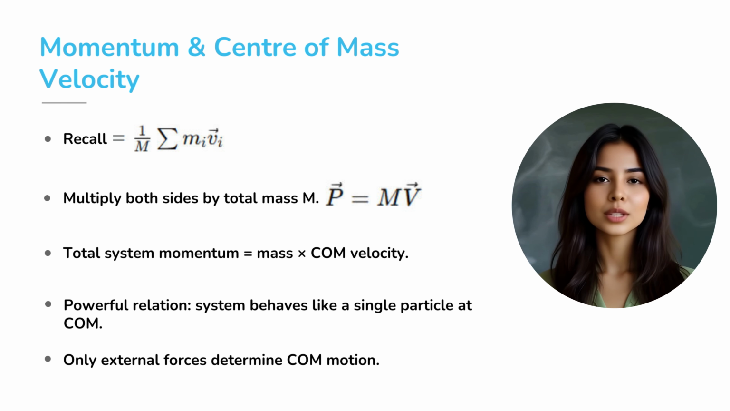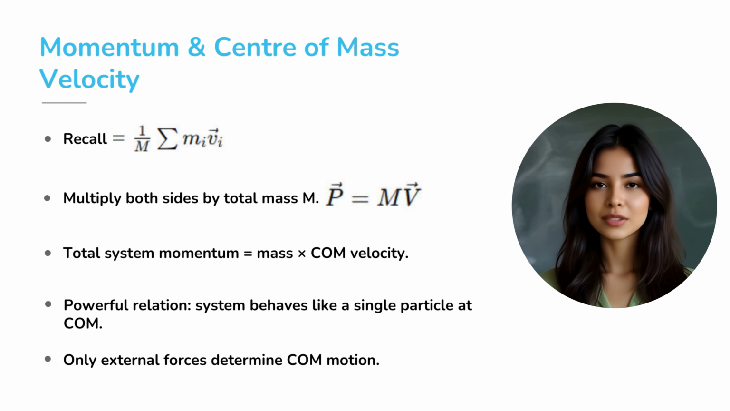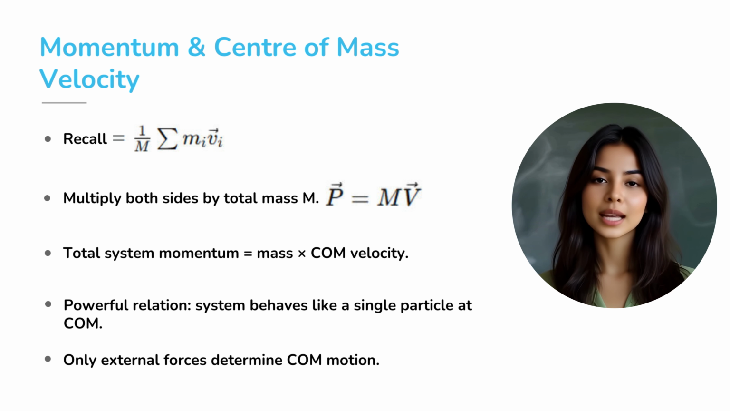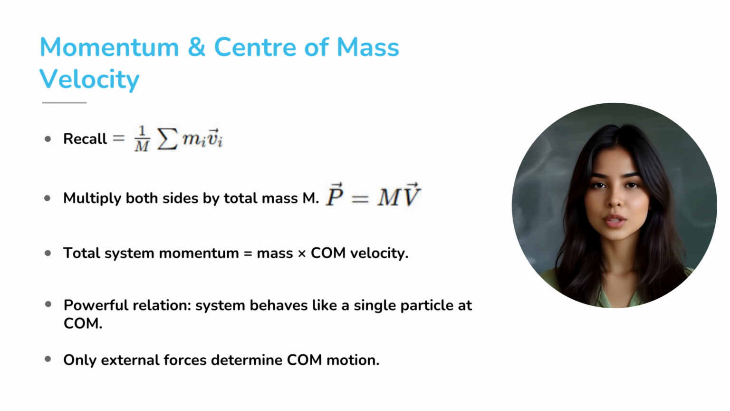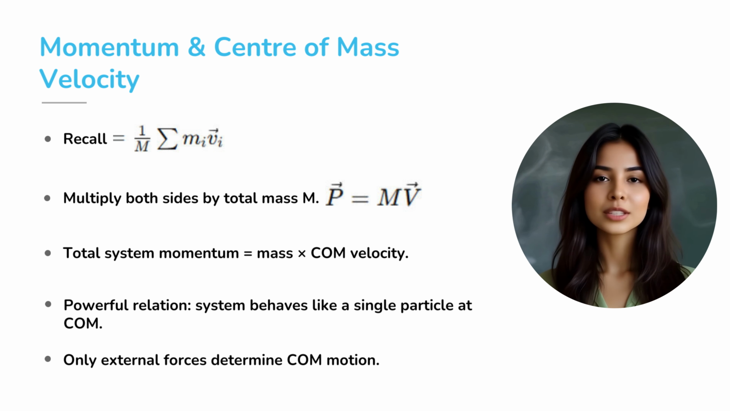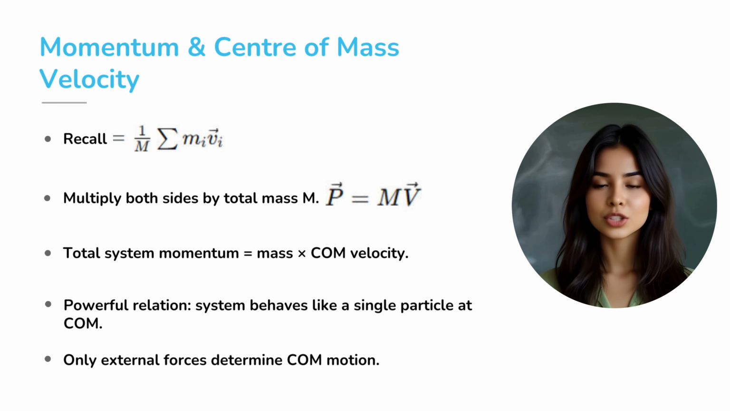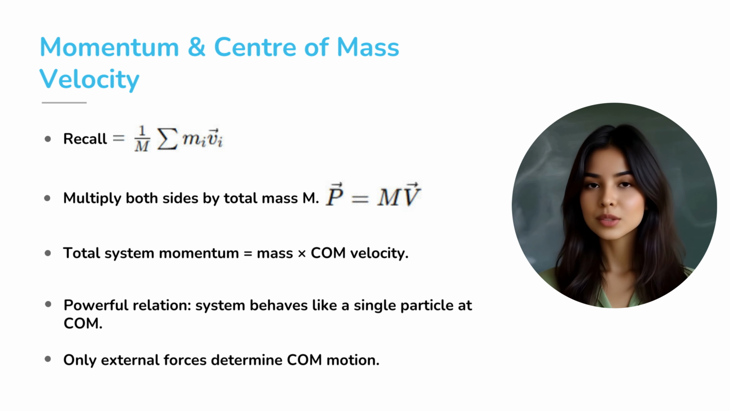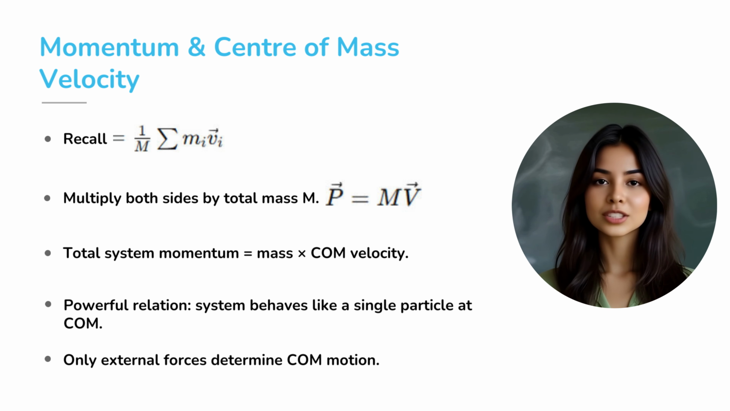Here comes a beautiful link. Recall that the velocity of the center of mass, V, is equal to 1 over M times the sum of mi vi. Multiplying through by the total mass, M, gives P equals M times V. That means the total momentum of the system equals the total mass multiplied by the velocity of its center of mass. So instead of tracking every particle, we can just watch the center of mass. It represents the momentum of the entire system.